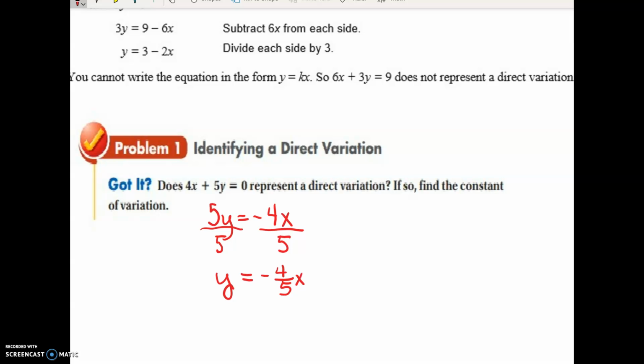And since there's no other value here, it does follow the pattern for direct variation, and our constant of variation, our k, would be negative 4/5. That represents k, or it's the coefficient of x. So I guess I can also say yes, it does represent direct variation.